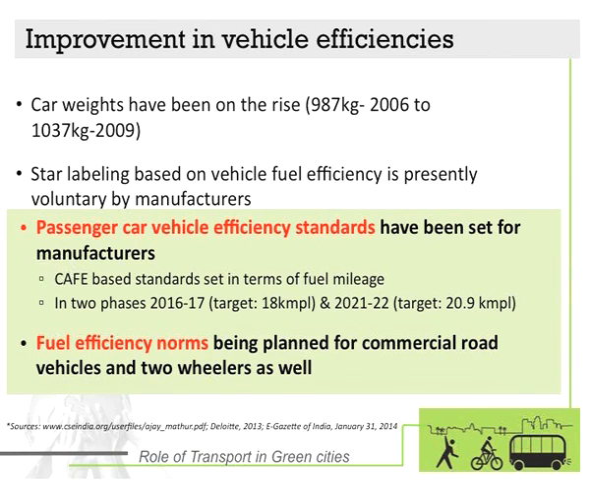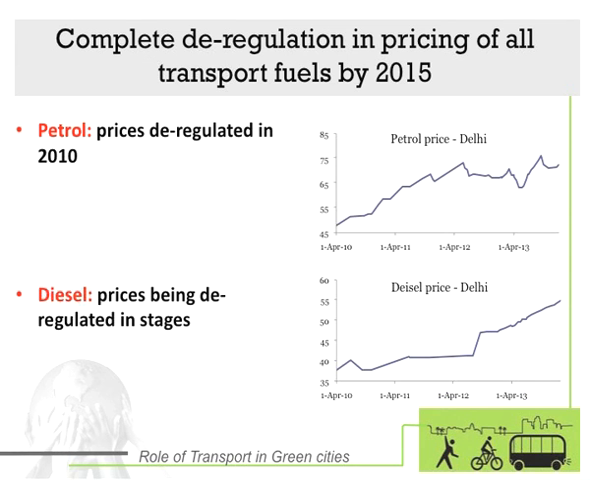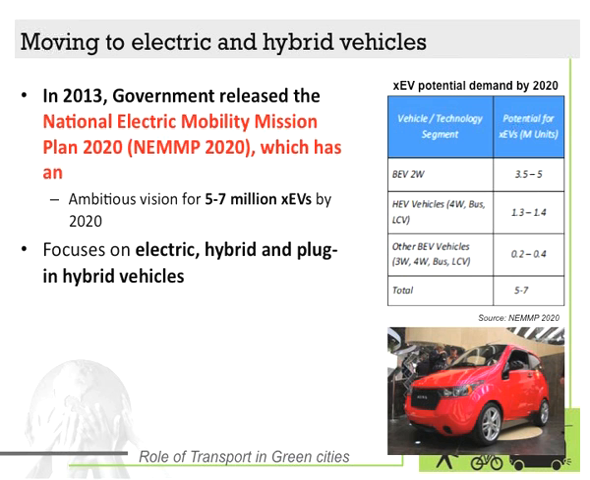Then also, in the country, we have seen complete deregulation of pricing of all transport fuels. This is important because this can affect the transport demand. We talked about minimizing transport demand earlier. So it could affect the transport demand in the long term. The petrol prices in India have been completely deregulated since 2010, and diesel is being deregulated in stages. And we are at the same time moving to cleaner technology. In 2013, the government released the National Electric Mobility Mission Plan with the ambitious vision for 5 to 7 million electric vehicles, focusing on all kinds of electric vehicles.